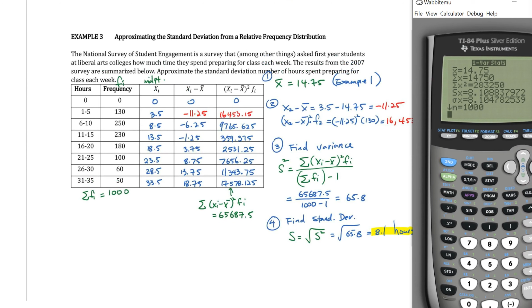Okay, so that's how we calculate mean and standard deviation of grouped data using a calculator.